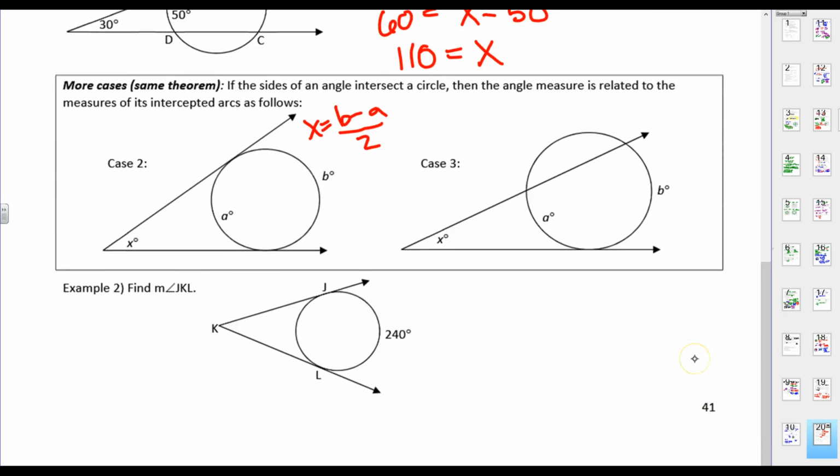So let's do an example here. Now I've got angle K formed by two tangent lines intersecting, where this intercepted arc here is 240 degrees.